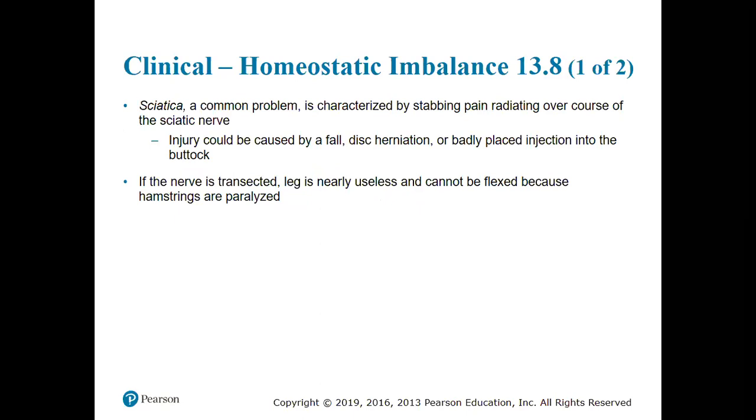Sciatica, a common problem, is characterized by stabbing pain radiating over the course of the sciatic nerve. Injury could be caused by a fall, disc herniation, or a badly placed injection into the buttocks. That's something that can happen. Improper injections of the buttocks can cause injury. So make sure that with the individuals you are giving the injection to, you don't hurt anybody. Just be conscious of that.